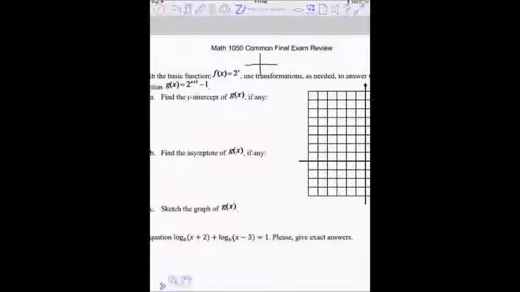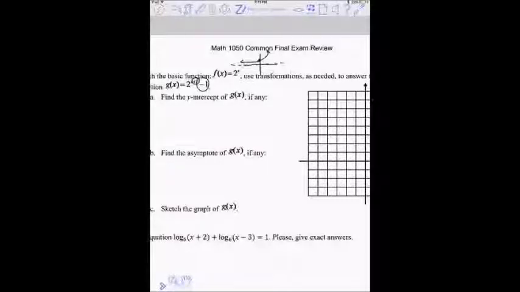if you remember, exponential functions have a horizontal asymptote. And with no transformations, the horizontal asymptote is right there at 0. And then since this is a growth function, it's got the point 0, 1, and it grows exponentially like that.